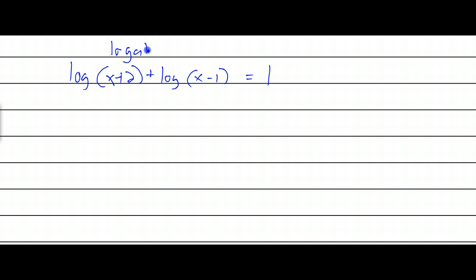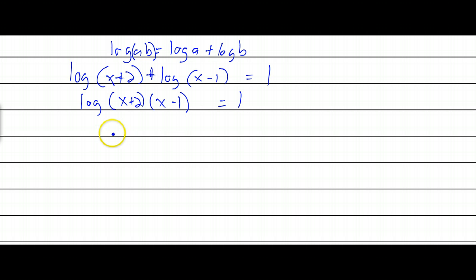So log of AB is the same thing as saying log of A plus log of B. So log of x plus 2 plus log of x minus 1 is the same thing as multiplying it. So log of x plus 2 times x minus 1 is equal to 1.